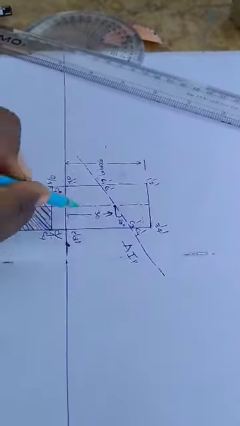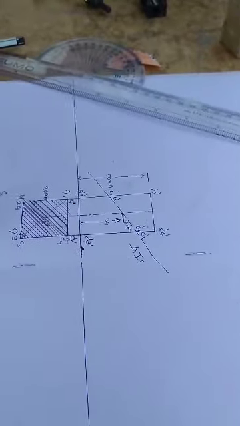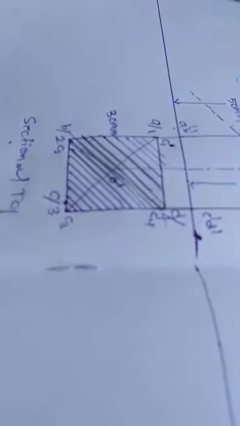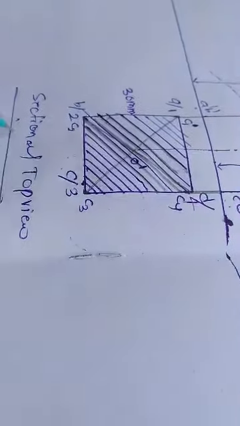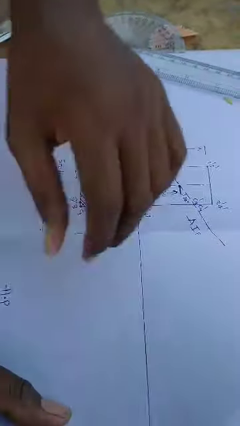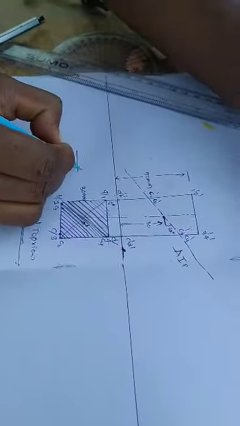This is your top view. This is your sectional top view. The next, you have to draw the sectional side view.